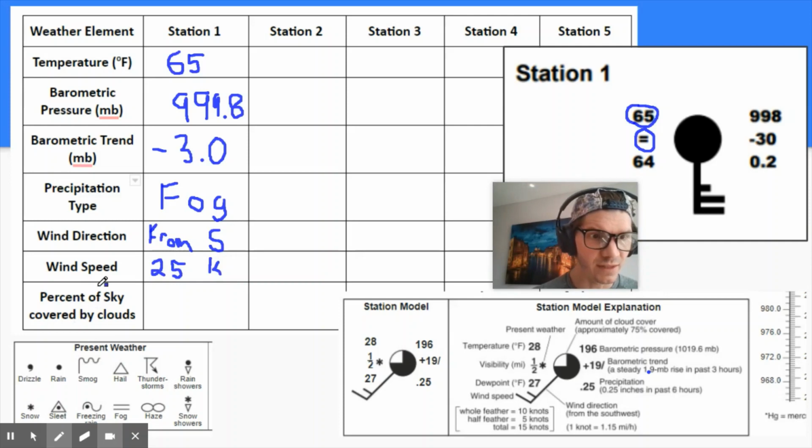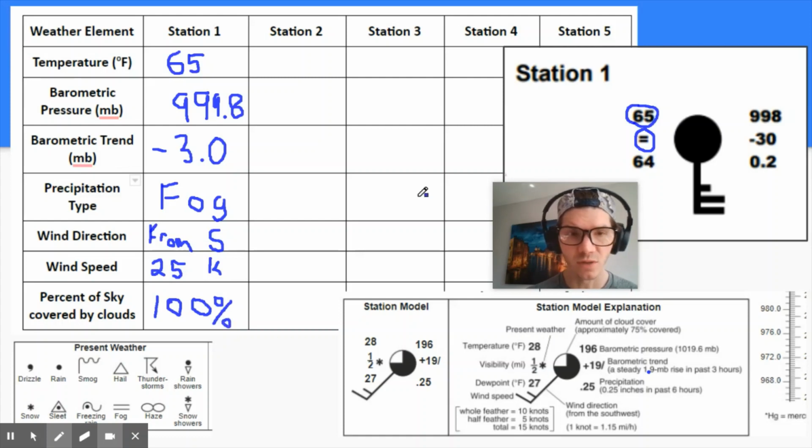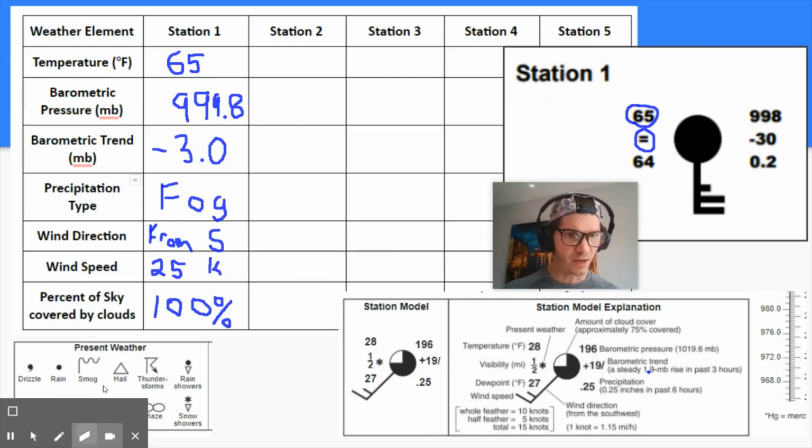And percent of sky covered by clouds. Well, here we see the entire circle covered in dark, so that means that we have 100% cloud coverage. And that does make sense because our temperature is pretty close to our dew point there. And that would explain the fog that we're having too. All right, so that's how we work with a station model.